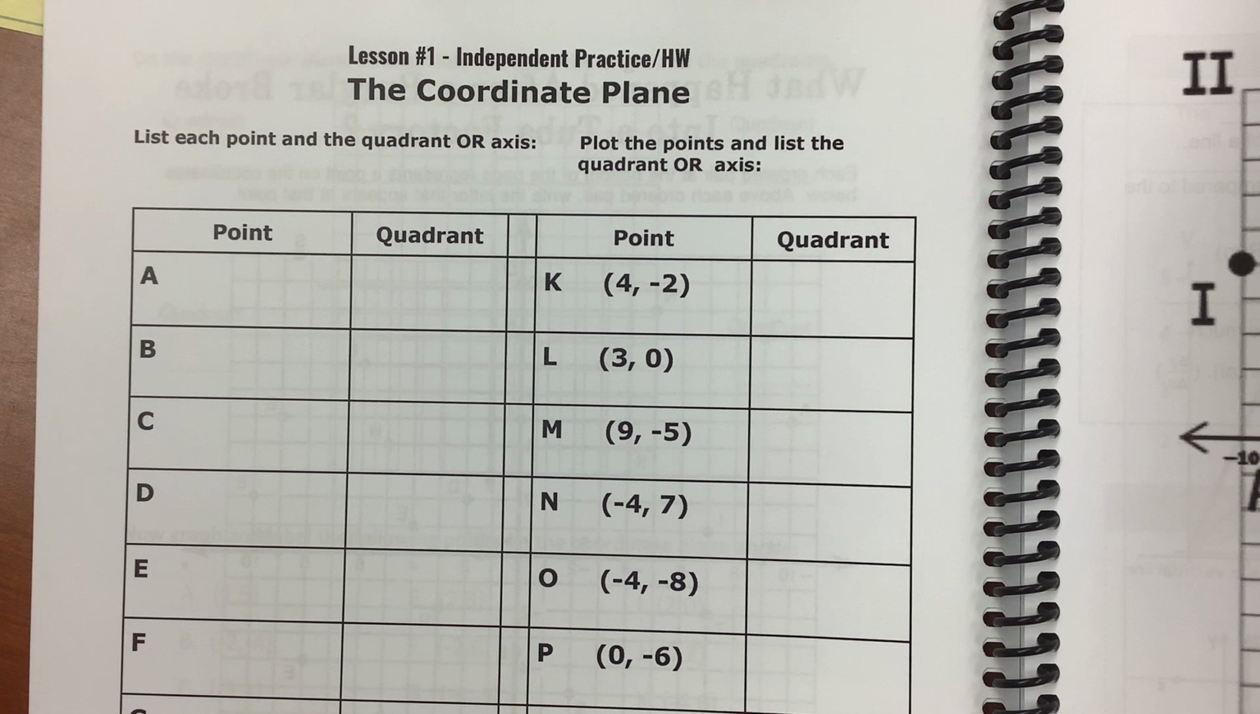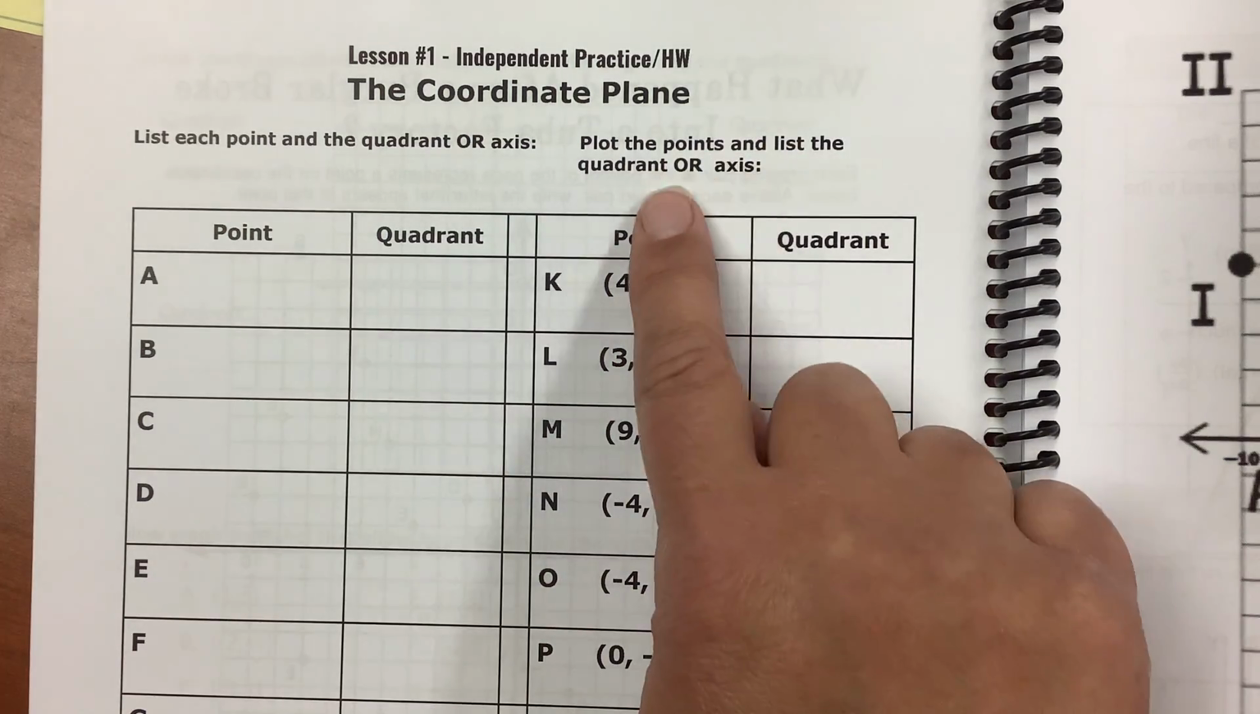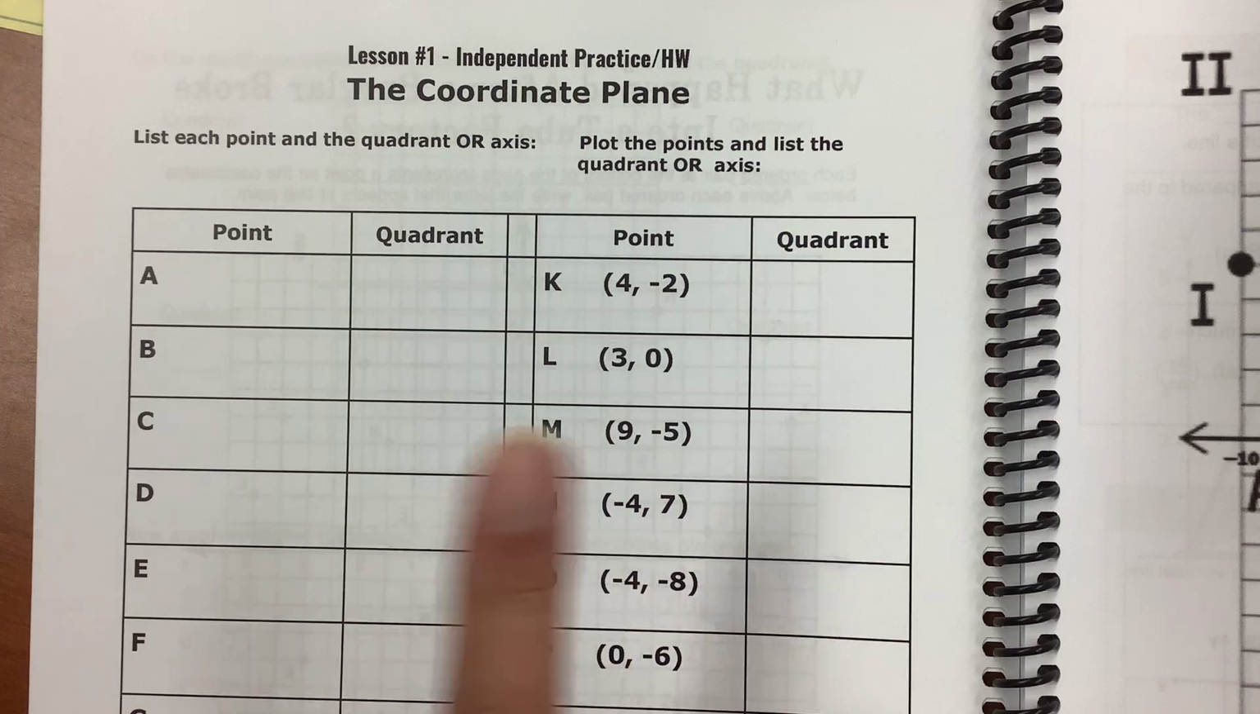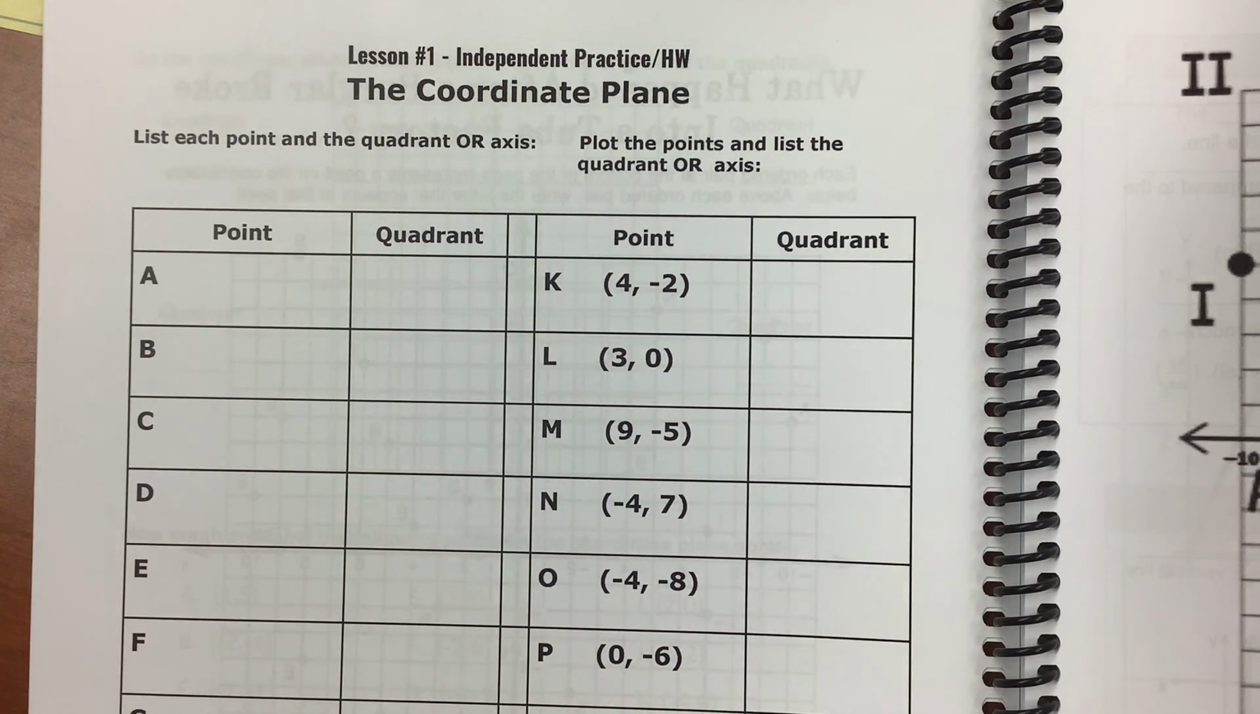We are on Lesson 1, Independent Practice with the Coordinate Plane. Directions, which you should always read. List each point and the quadrant or axis. That's for the first half. Plot the point and list the quadrant or axes. That's the second part. So, let's start with this.